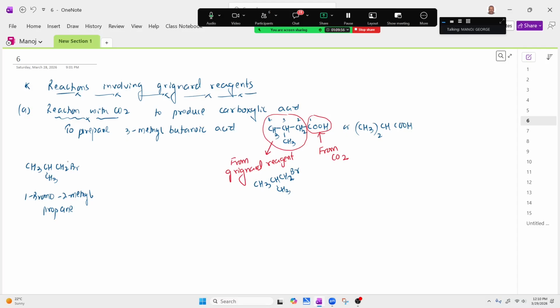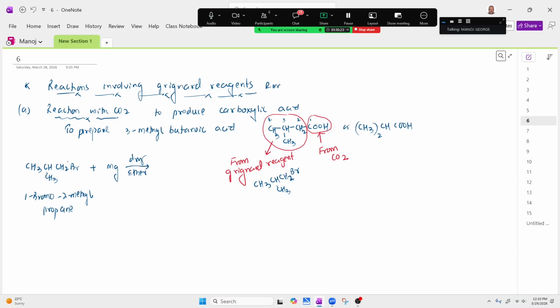So you just break it here. So now that's easy, right? The COOH is coming from CO2, and the rest is coming from there. And then I know I need to react. So first step, see this, there are two steps to it. And don't forget the magnesium must be used in dry ether. So the first thing that you do is you make your Grignard reagent.